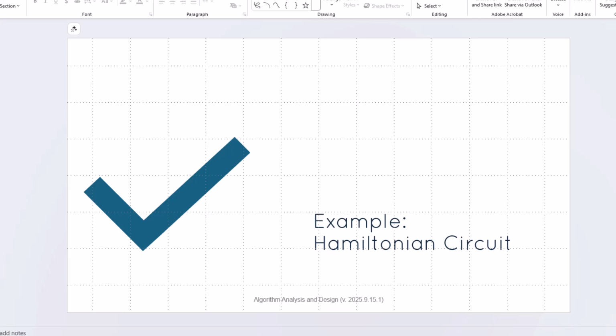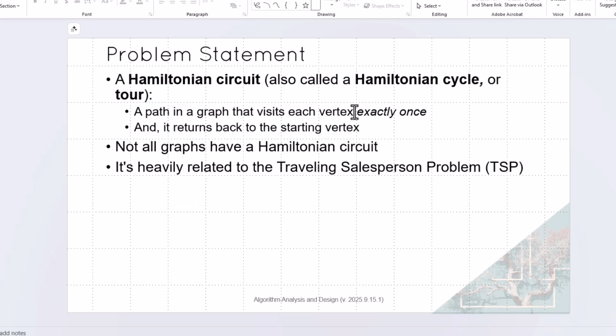Next up, we have the Hamiltonian circuit, or cycle. A Hamiltonian circuit, also called a Hamiltonian cycle or tour, is a path in a graph that visits each vertex exactly once. So no more queens right now, we're on to a different problem. That's a Hamiltonian path in general, but when it returns back to the starting vertex, that's what makes it a circuit or a cycle. Not all graphs even have a Hamiltonian circuit. It's heavily related to the traveling salesperson problem.